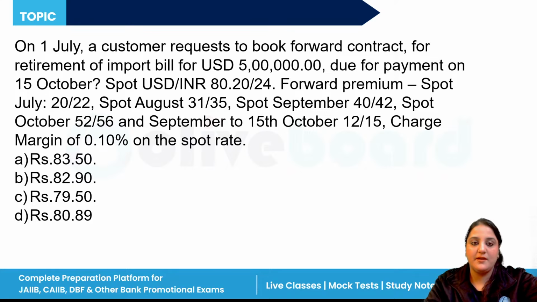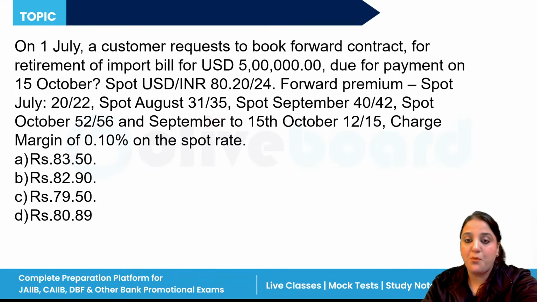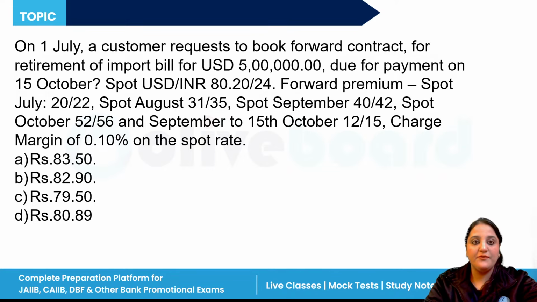Then the next question is here. On July 1st, a customer requests to book a forward contract for retirement of import bill for US dollar due for payment on 15th of October. Spot rate is given, forward premium is given for spot July, August, September, October, and September to 15th of October. We have to charge the margin 0.10% on the spot rate. So what will be the answer here in the given options?